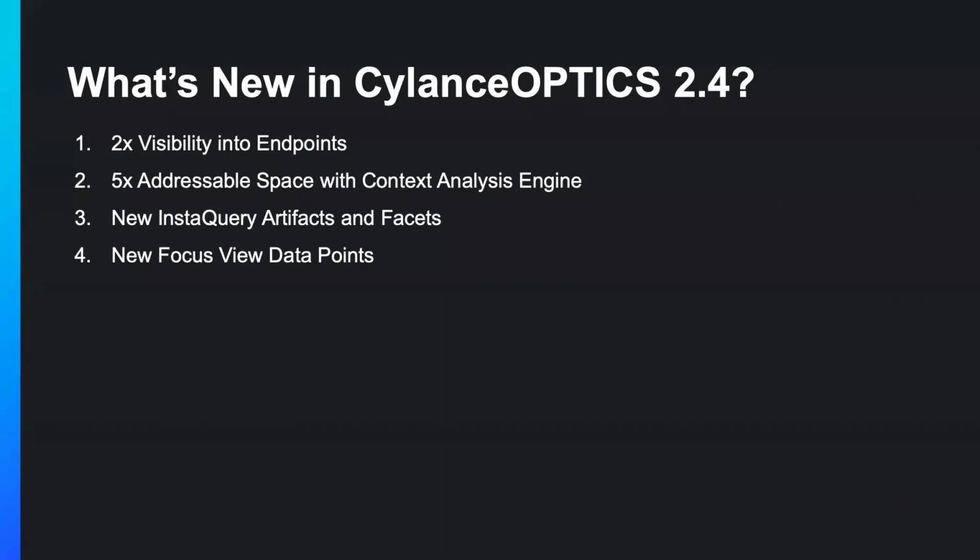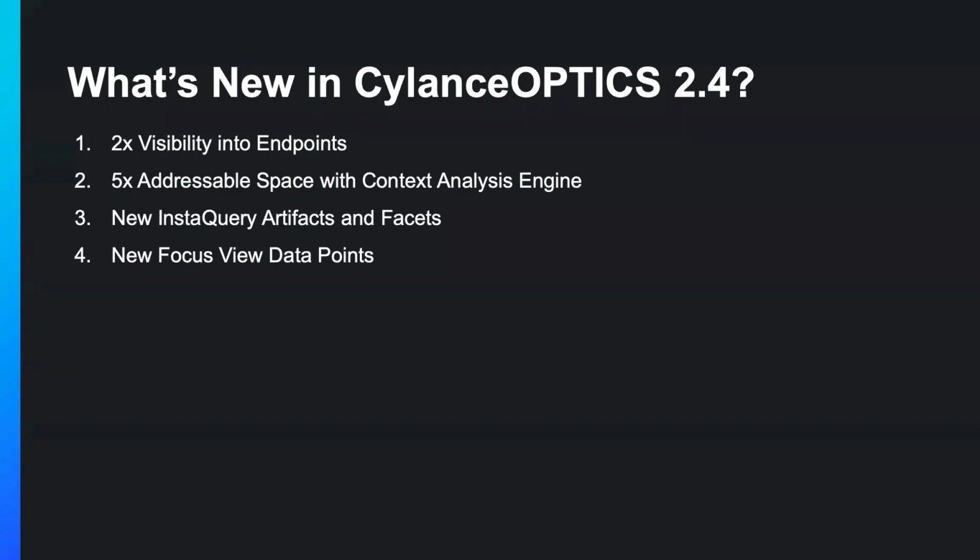The first main point is we get double the visibility into endpoints. Before, we had about 5 different what we call sensors that allow us to see data. Those are the things that allow us to see the processes that are starting or the files that are being created. We added in about 5 new sensors to the CylanceOPTICS agent, which essentially doubles the amount of data that we can see on those endpoint agents.